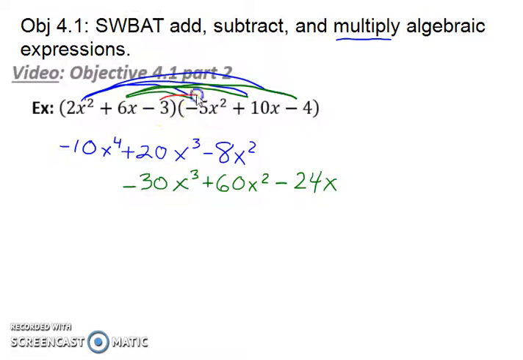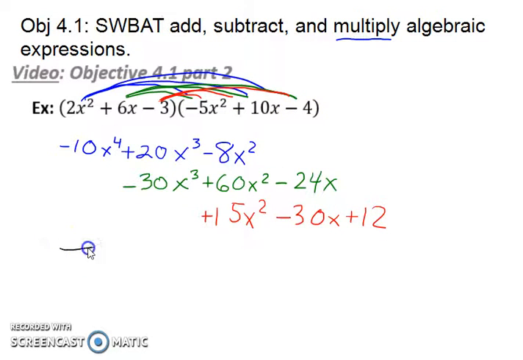Next we have the negative 3 is going to multiply to all three of these, and again I'm going to make a new line for it. So negative 3 times negative 5x squared is positive 15x squared. You see that it's in a column with all the other x squareds. Negative 3 times 10x is negative 30x. And negative 3 times negative 4 is positive 12.